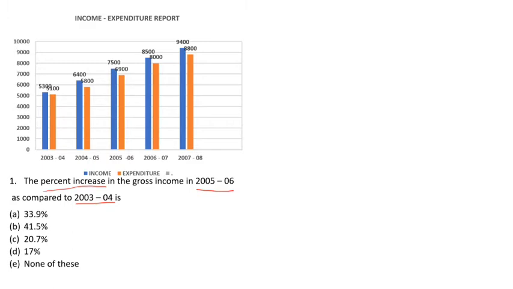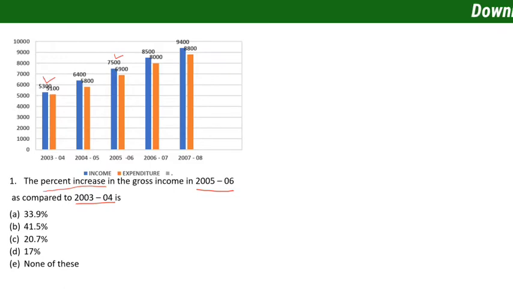Here you can see, the gross income in 2005-6 is 7,500 and in 2003-4 the income is 5,300. So we have 5,300 and we have 7,500. What is the percentage increase? From 5,300 to 7,500, what will be the increase? The increase is 7,500 minus 5,300, so it becomes 2,200.